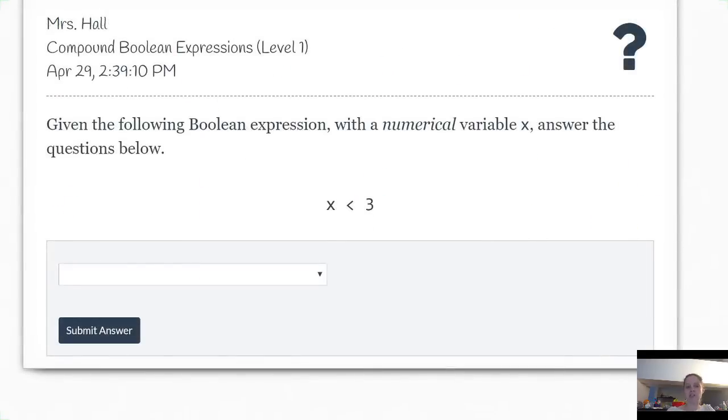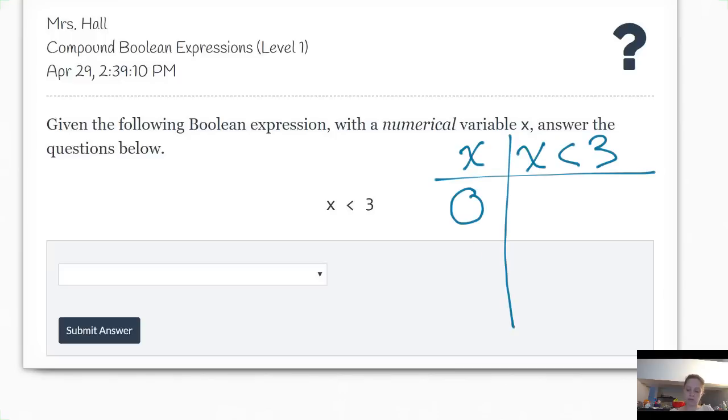Compound Boolean expressions level 1. Given the following Boolean expression with a numerical variable x, answer the question below. X is less than 3, and our three choices in the drop-down are: this is always true, this is always false, this can be true or false. Anyway, x is less than 3. Well, let's give some x values. X could be, let's say, 0, could be 3, could be 5.